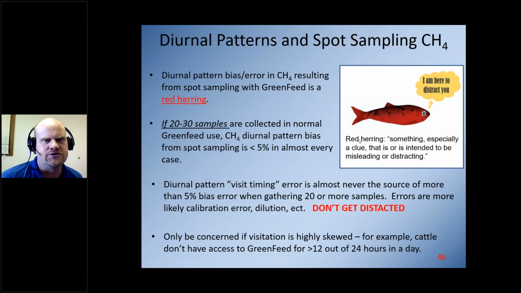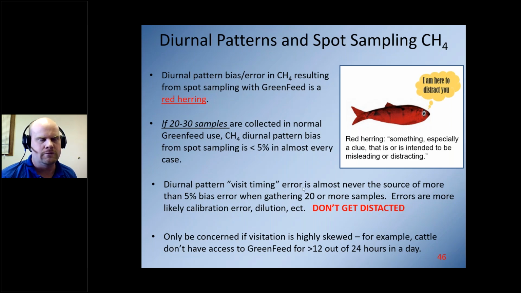There are a few papers that have been circulated that have suggested that GreenFeed error is all because of diurnal patterns. And instead of really investigating what the effect could be, they just state it. There's no mathematical analysis around that. And in fact, there are other factors causing problems, either with the GreenFeed or the animals or the other method, that were much more important to consider than diurnal patterns.